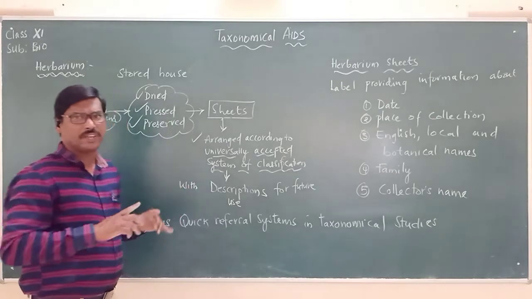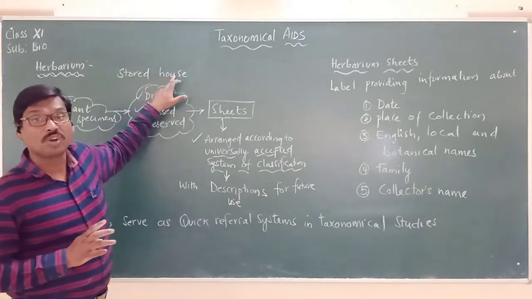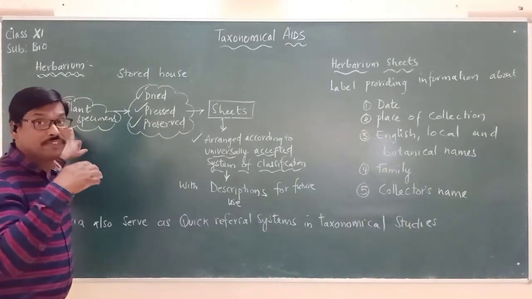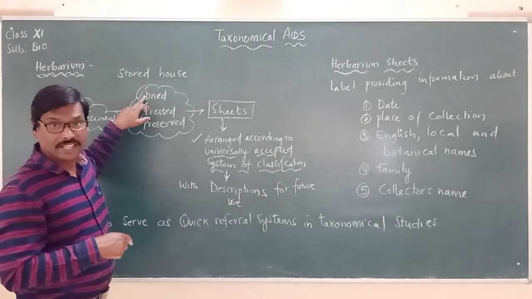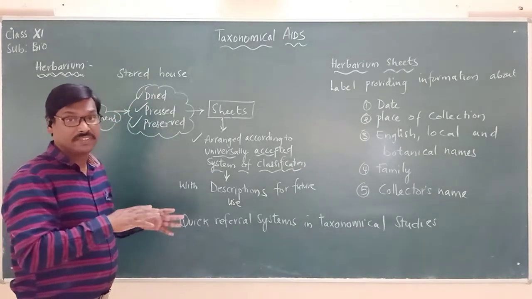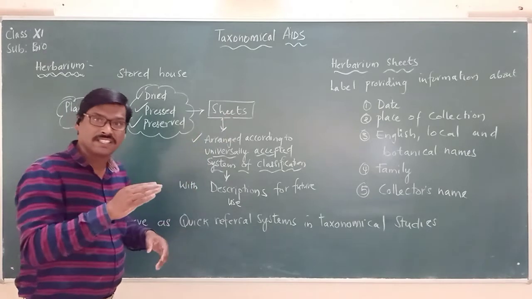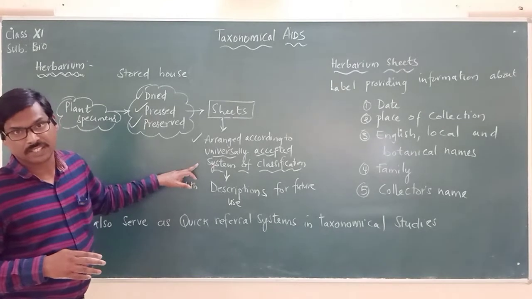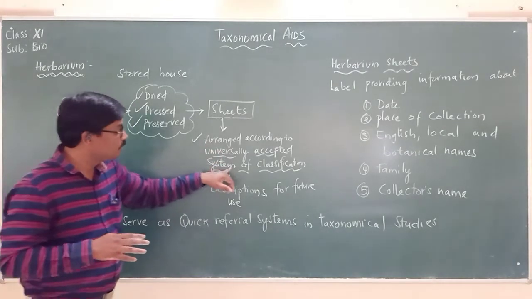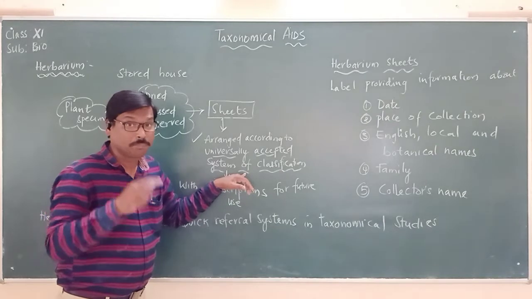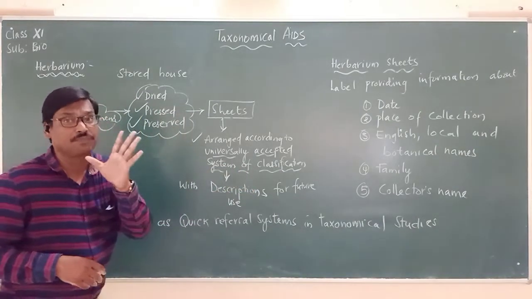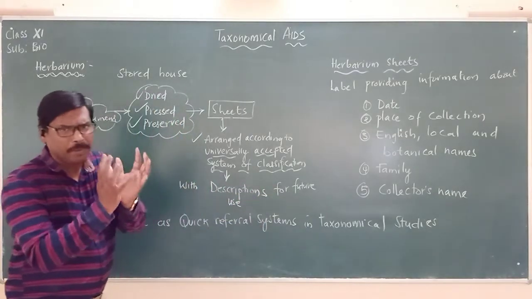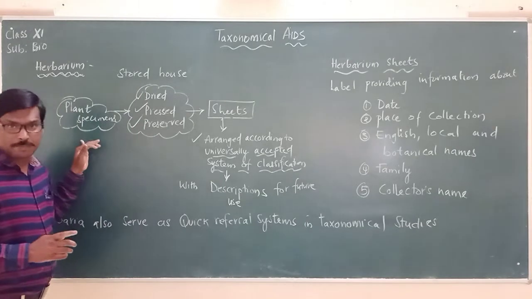So let us just recap very fast. What is herbarium? It is the storehouse of plant specimens. And these plant specimens are stored in which way? They are stored by drying them, pressing them, and then preserving them on the sheets. And they are arranged according to the universally accepted system of classification. Once you arrange them, you are giving the complete information, that we are calling with the descriptions for future use. You are giving the complete information about that particular plant specimen.